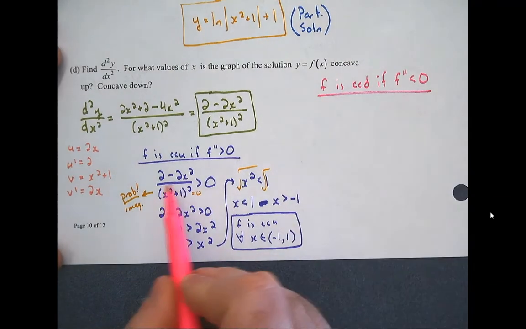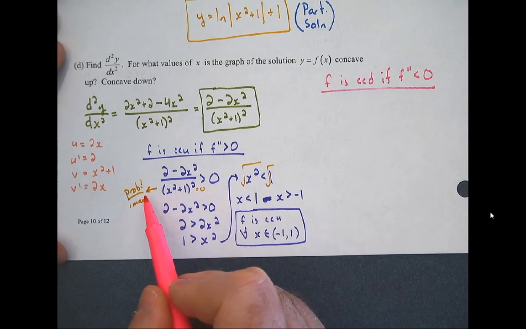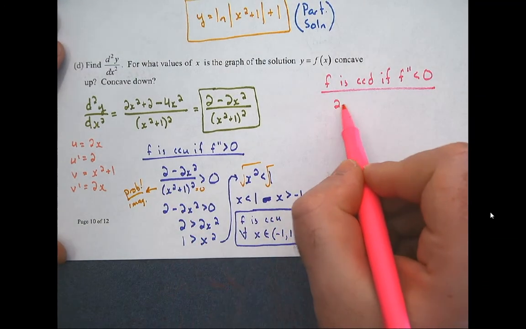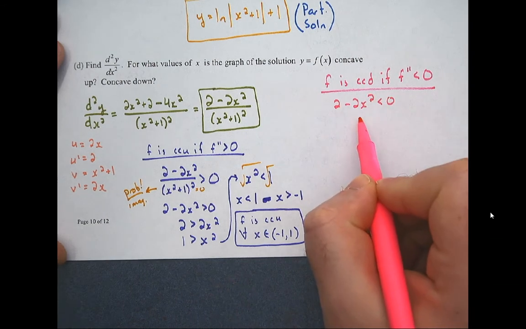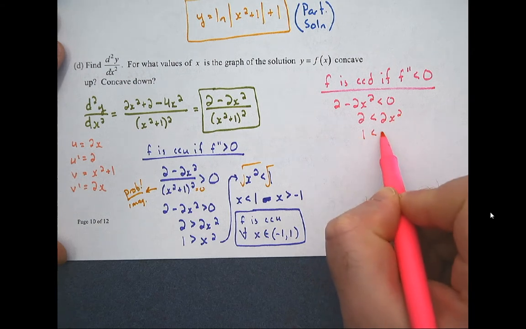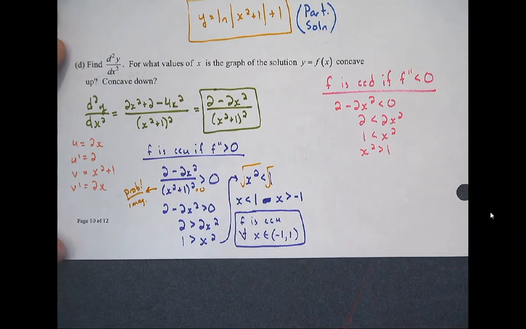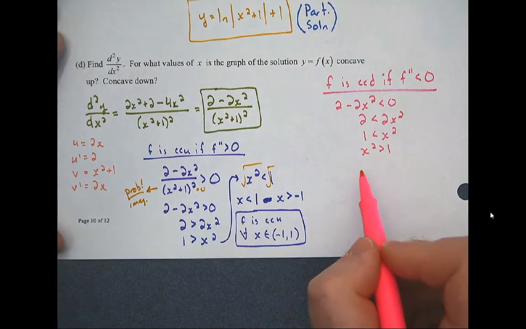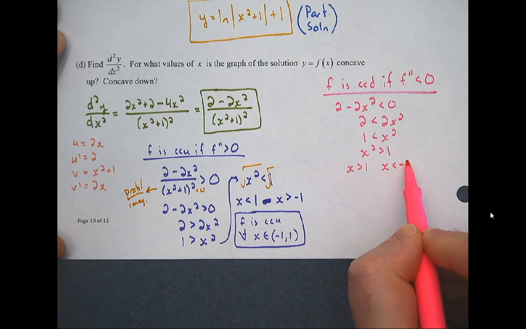So my function, I'm going to cut to the chase here. I'm going to have the same situation where this part is imaginary, so I can get rid of that part. 2 minus 2x squared has to be less than 0. 2 has to be less than 2x squared. 1 has to be less than x squared. X squared has to be greater than 1. Now when I square root, I get x is greater than 1. I get x is less than negative 1.